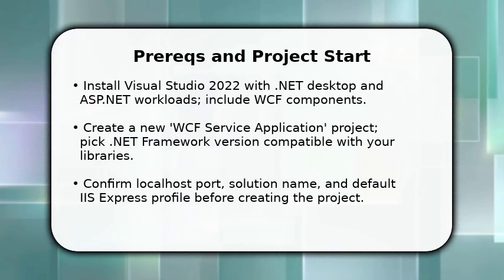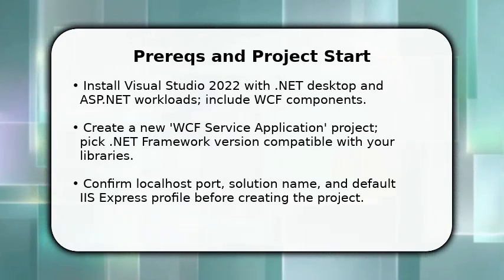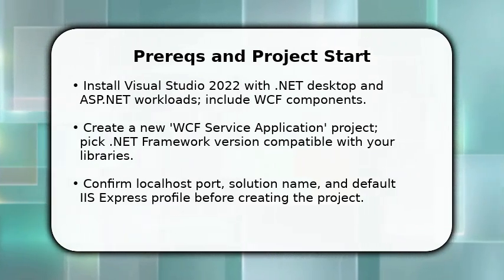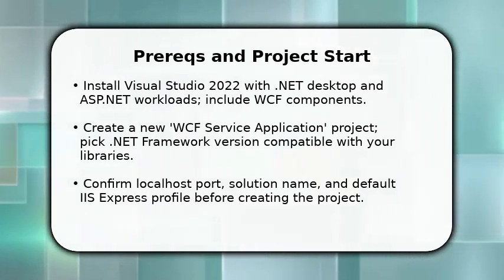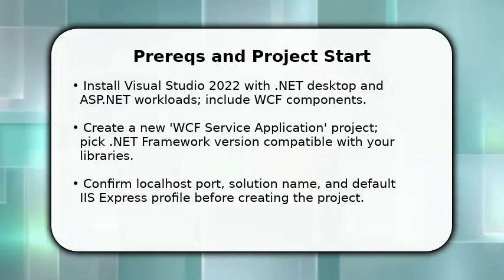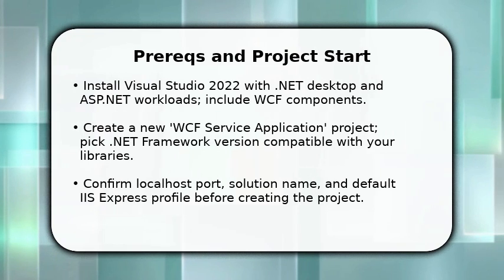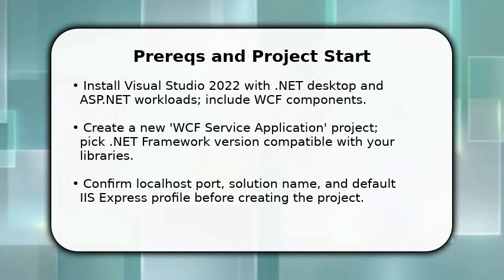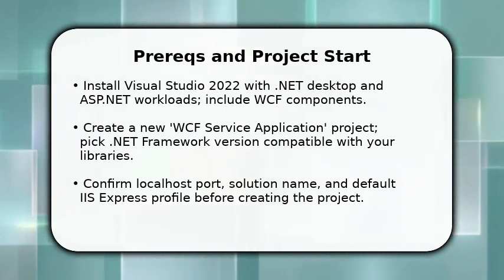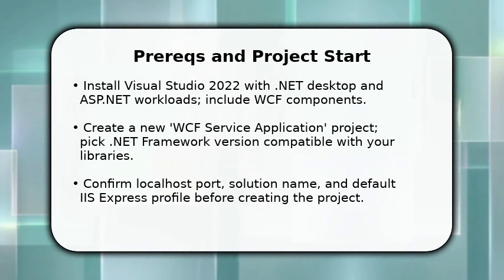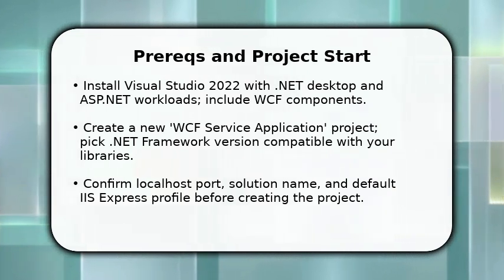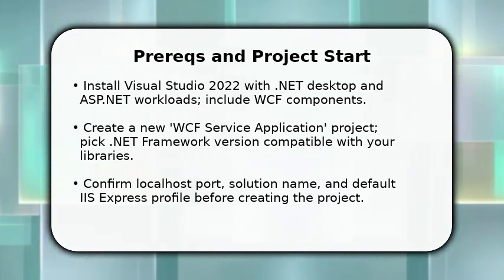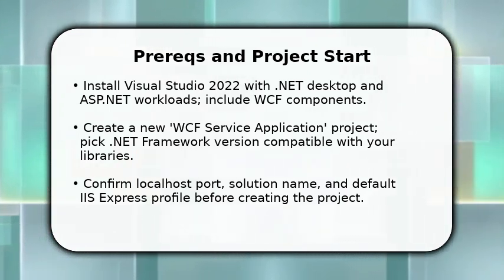You begin by ensuring Visual Studio 2022 has the WCF and web workloads installed. This gives you the templates and hosting components. Once done, create a new WCF service application using a compatible .NET framework. This scaffolds SVC, service contract, and app.config. Make sure to name the solution and set the IIS Express profile or local port now so routing and cores are predictable. This first step is about preparing the runtime and project skeleton, so subsequent configuration is straightforward and repeatable.